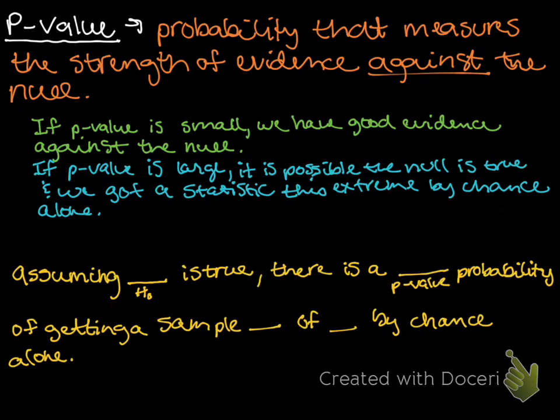Okay? Here's how we interpret the p-value. Write it down exactly this way. You don't want to use creative writing on this. You want to interpret it exactly this way. Assuming blank is true, that's your H sub O, there is a p-value probability of getting a sample blank of blank by chance alone. All right, let's do an example.